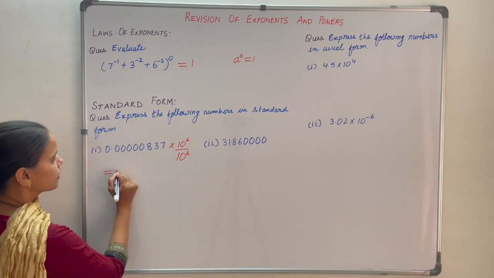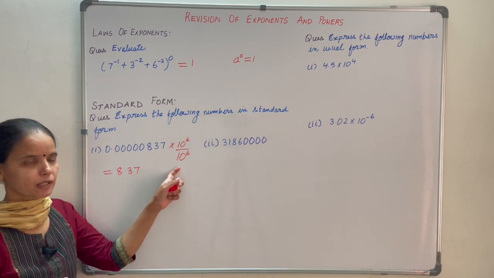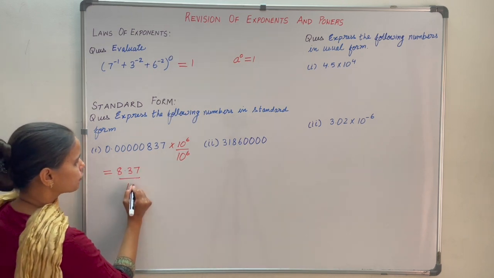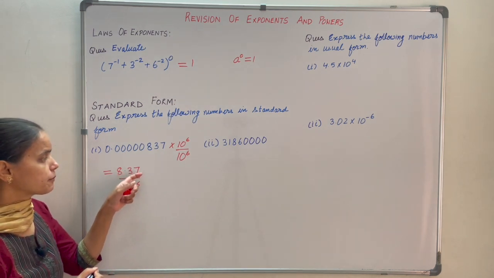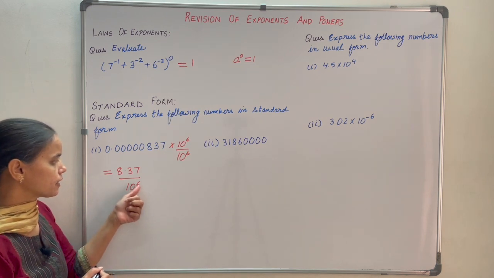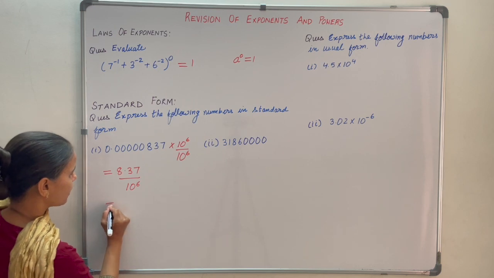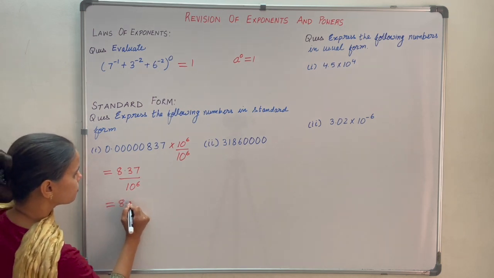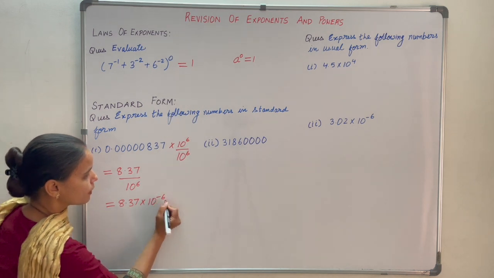So you will have 8.37, and in the denominator you have 10 raised to the power 6. It should be expressed as a decimal number multiplied by a power of 10. Here the power of 10 is there, but it is in the denominator. You have to take it in the numerator. So I am going to rewrite this as 8.37 into 10 raised to power minus 6.